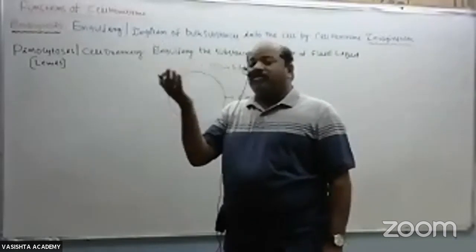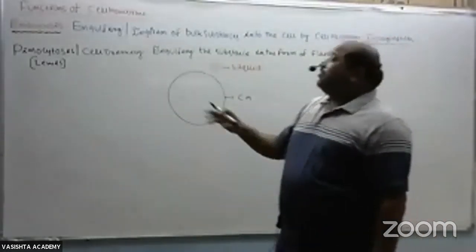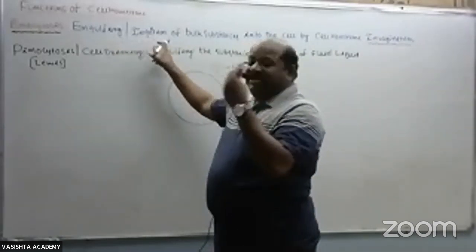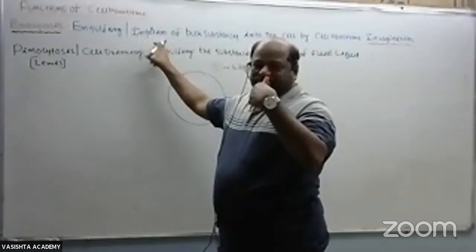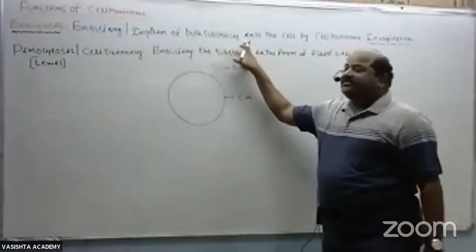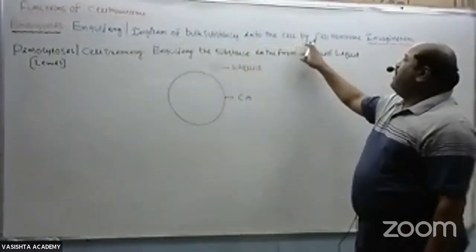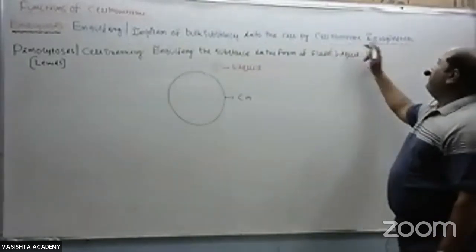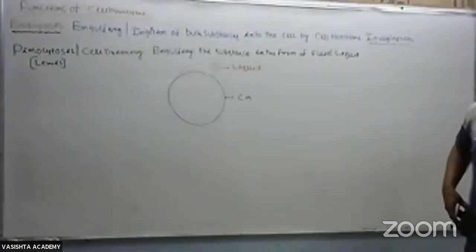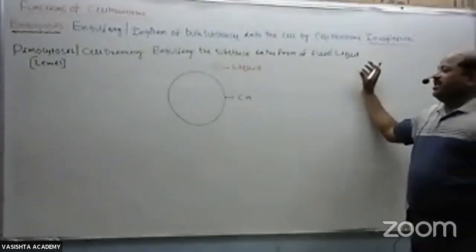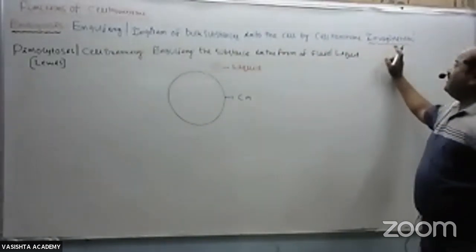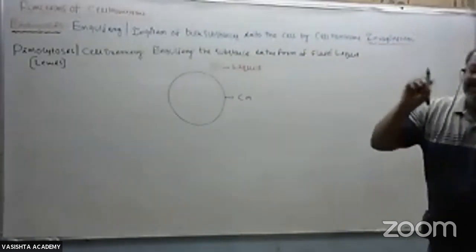Endo means to enter into the inside. So engulfing means taking into the inside, or ingestion, which means the same. It is the engulfing or ingestion of bulk substances into the cell by the cell membrane by means of the invagination process. So what is invagination? Invagination means structures that are formed inward. That is called invagination.